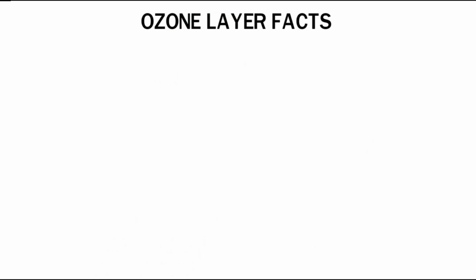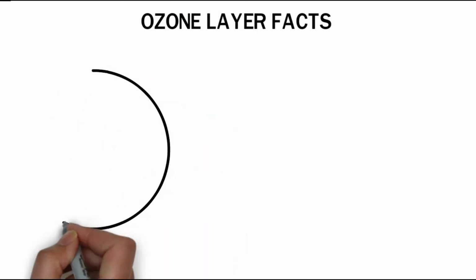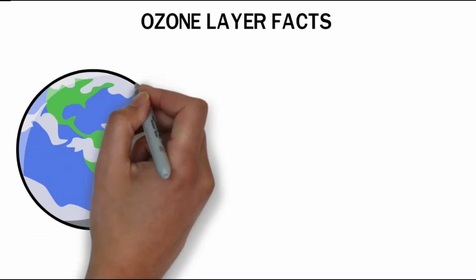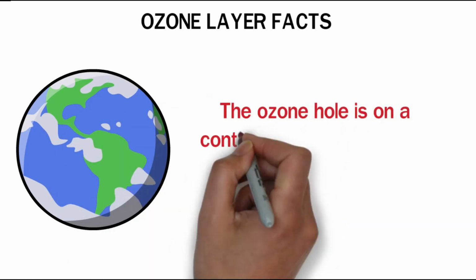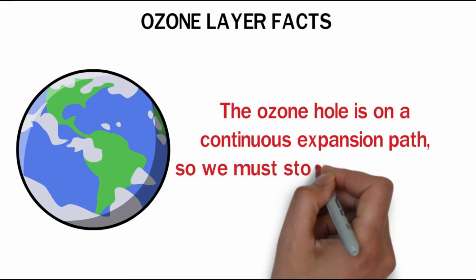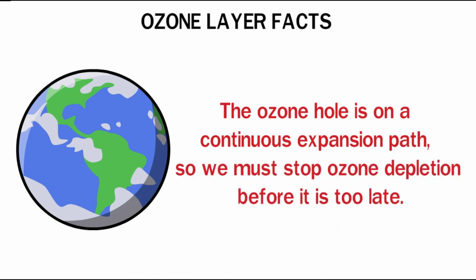Ozone layer facts. Life on Earth is dependent on the ozone layer. Without it, the Earth will be uninhabitable for humans, animals, and plants. The ozone hole is on a continuous expansion path, so we must stop ozone depletion before it is too late.